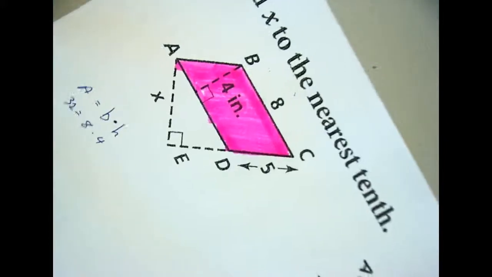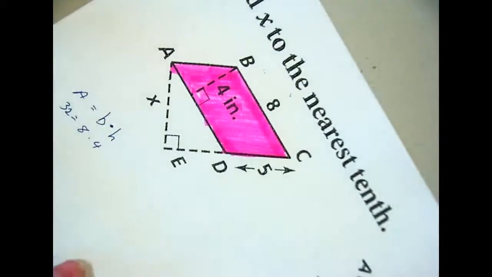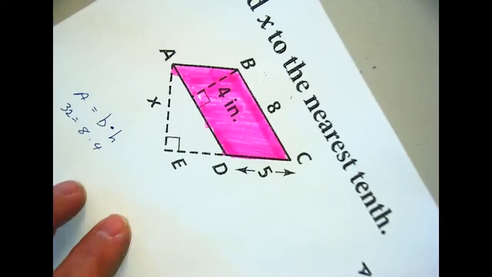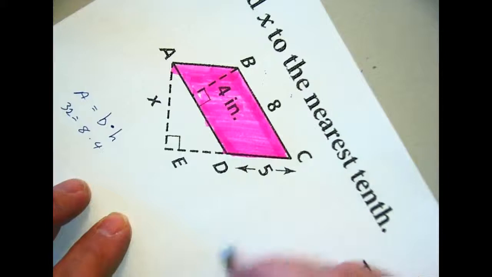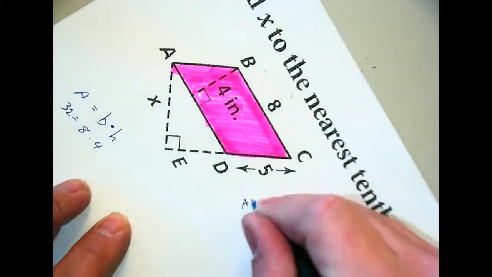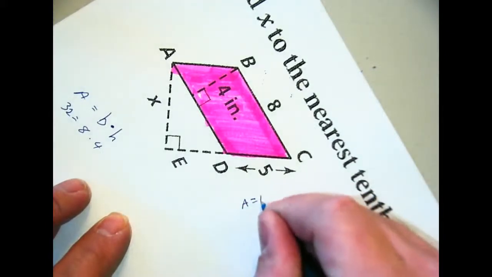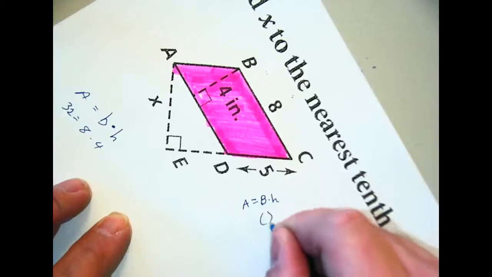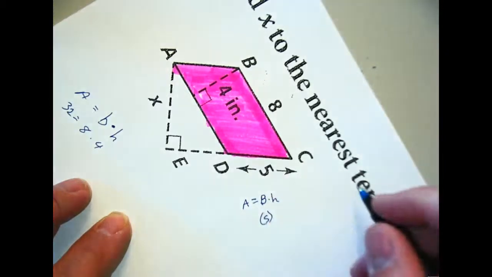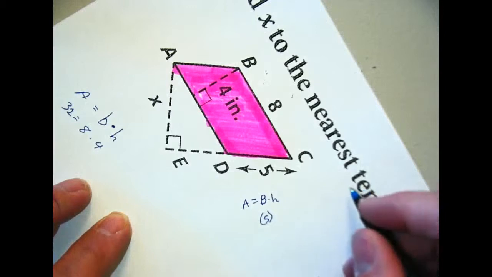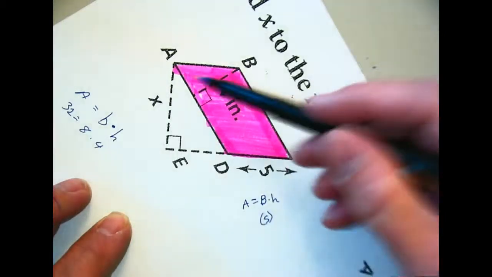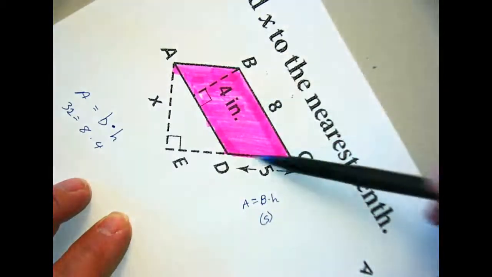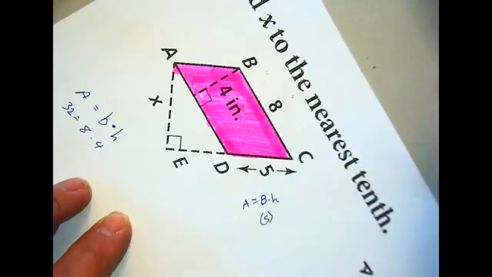Okay, let me turn it this way now. Now I have a slanted building, right? You know, the leaning tower. What's my base? Area equals base times height, or in this case 5 for my base. What's my height? It's a right angle height from this side to this side. Yeah, it's x, right?